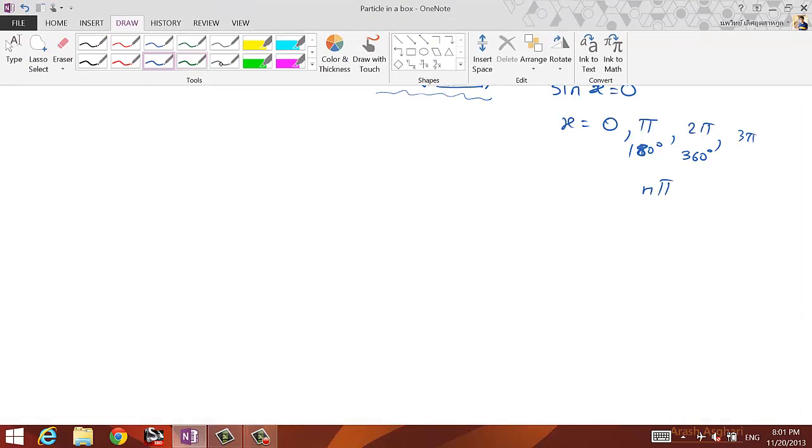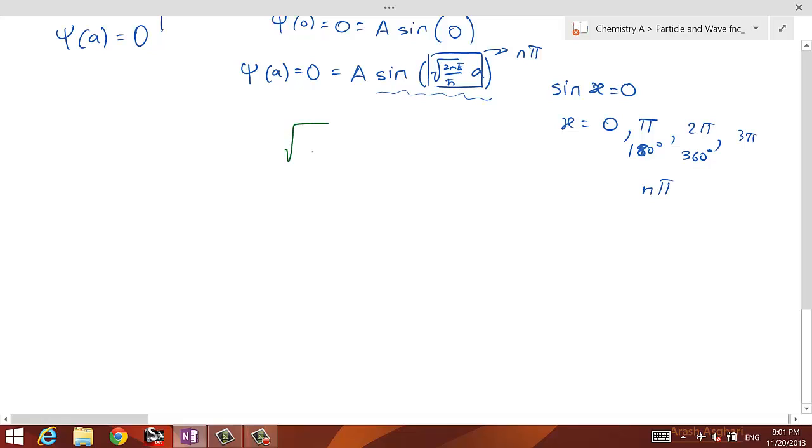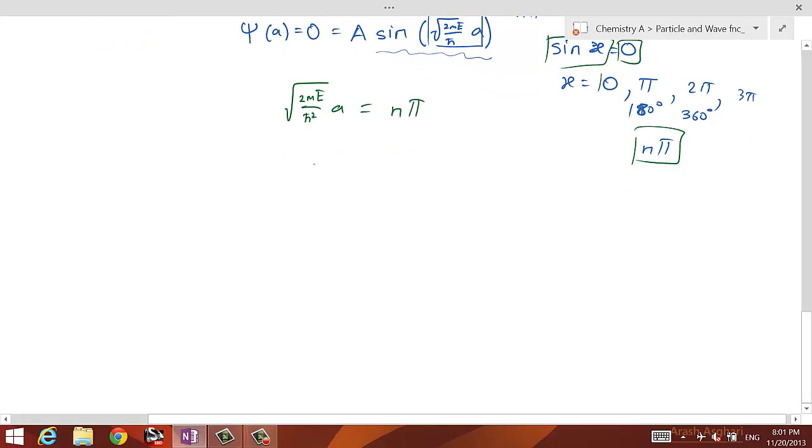So the square root of 2mE over h bar squared, and a equal to what? Equal to this, right? So in order for the phi function to be 0, it will be n pi. Okay, I move a down here. Square root of 2mE over h bar squared equals n pi over a, right?